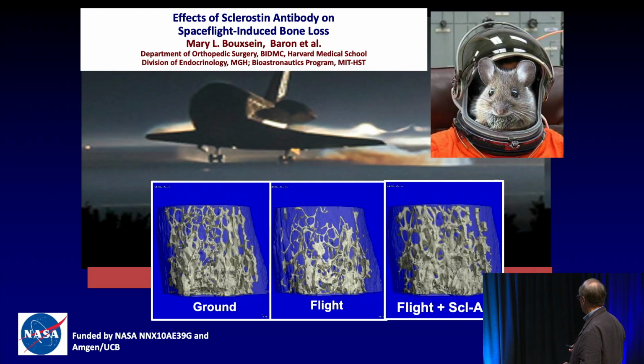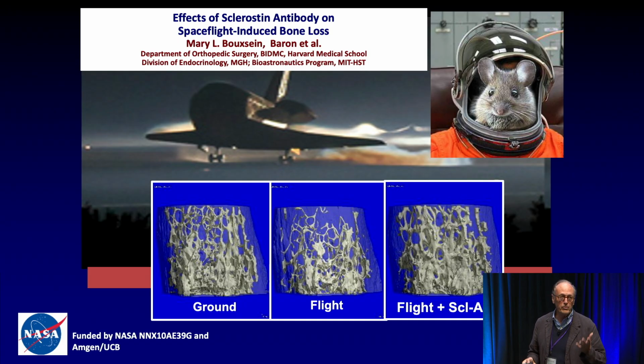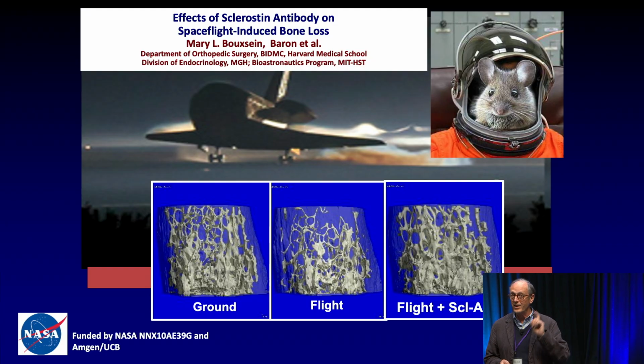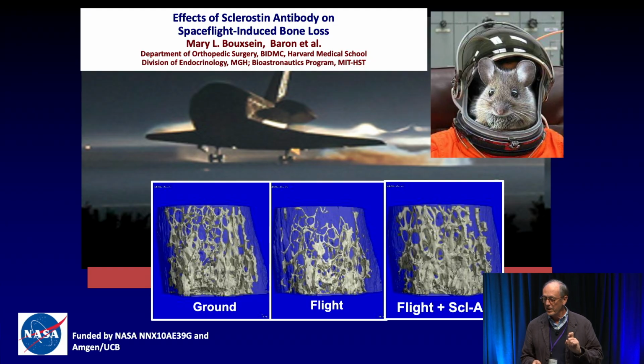This is the mice that stays on ground. This is how they came back after 12 days, massive loss of bone, as you can see. And this is how they came back if they had received one injection of antibodies to sclerostin before takeoff. So, pretty striking.